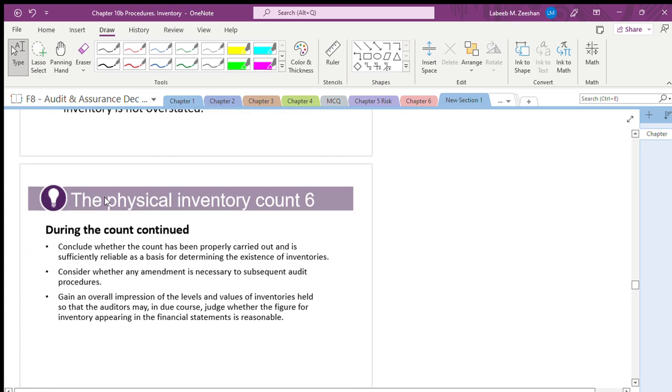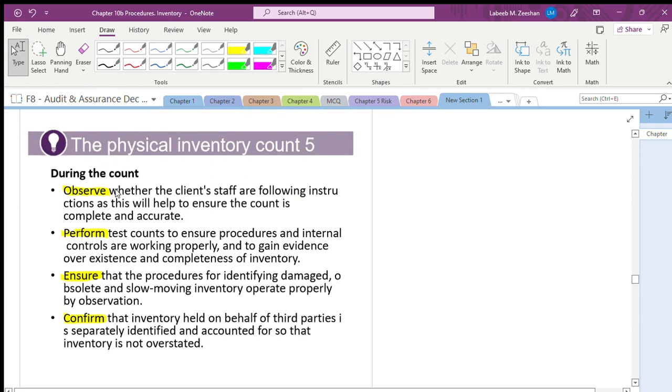Subsequently, what will happen? You have to conclude whether the inventory has been properly carried out, whether there are any amendments or changes needed, and lastly, they have to gain an overall impression of the levels and values of inventory held. I think these are the 7 points. These are what we have to do.